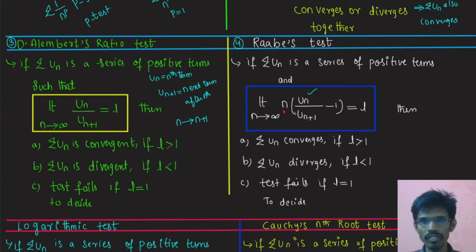Limit n tends to infinity, n into (un by un plus 1 minus 1) equal to L. After applying the limit, if we get L as a finite number, then un converges if L is greater than 1, diverges if L is less than 1. The test will fail to decide convergence or divergence if L is 1. First apply D'Alembert's test. If it is unable to say anything, then go for Raabe's test.